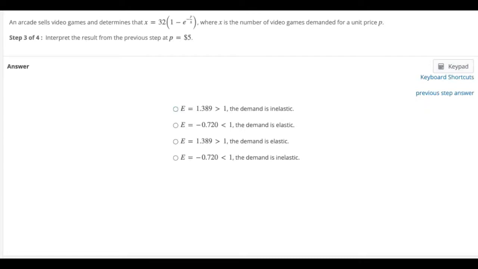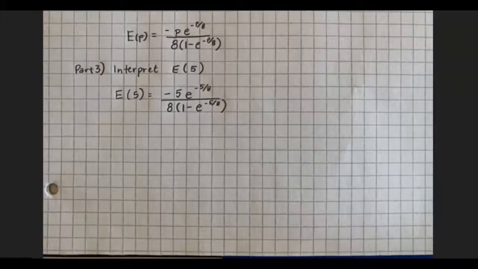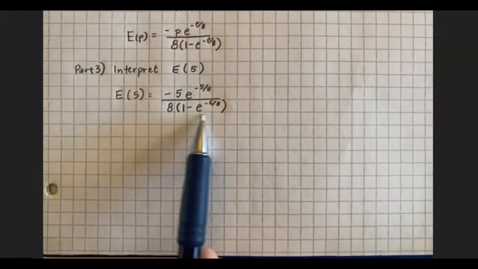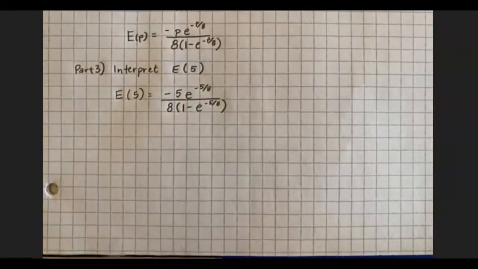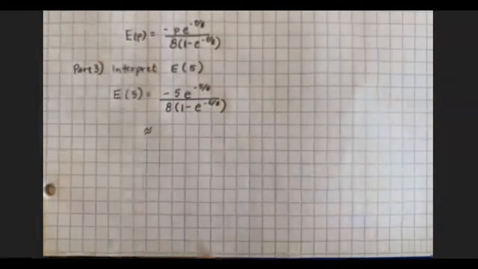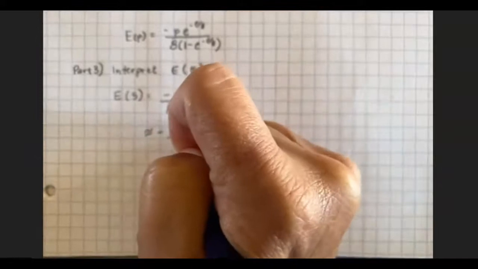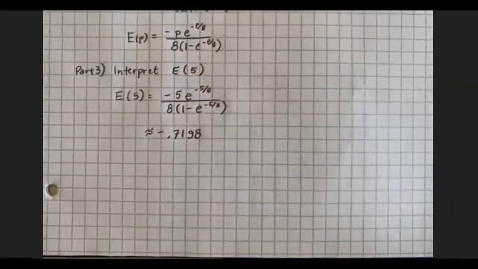Okay, good. So the next step is to find that elasticity function at p equals 5. So remember we found e of p, so now we're going to find e of 5 and then interpret what that means. So really we're just plugging 5 into this e of p that we just found. Everywhere I saw p, I plugged in a 5, and on my calculator I get negative 0.7198.